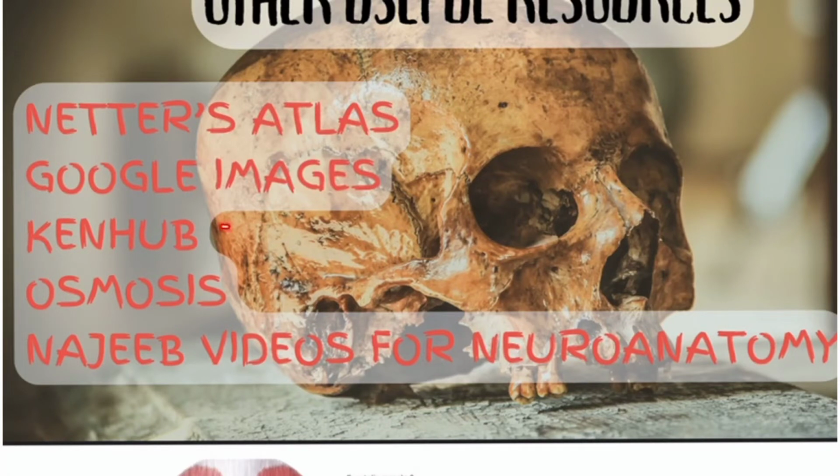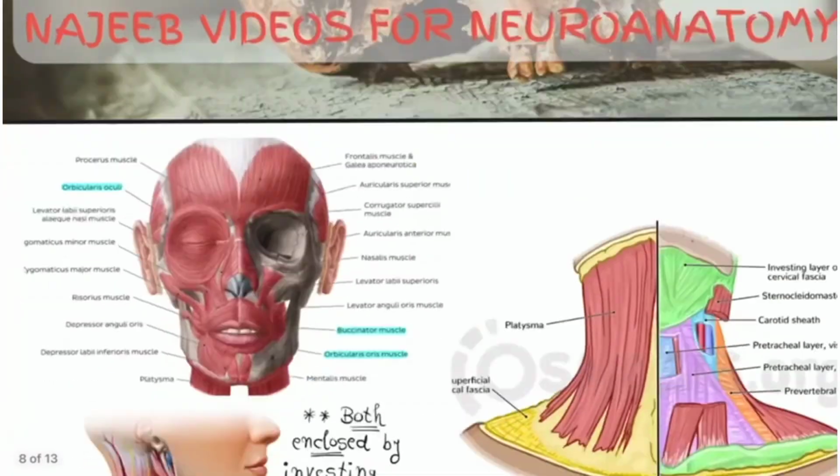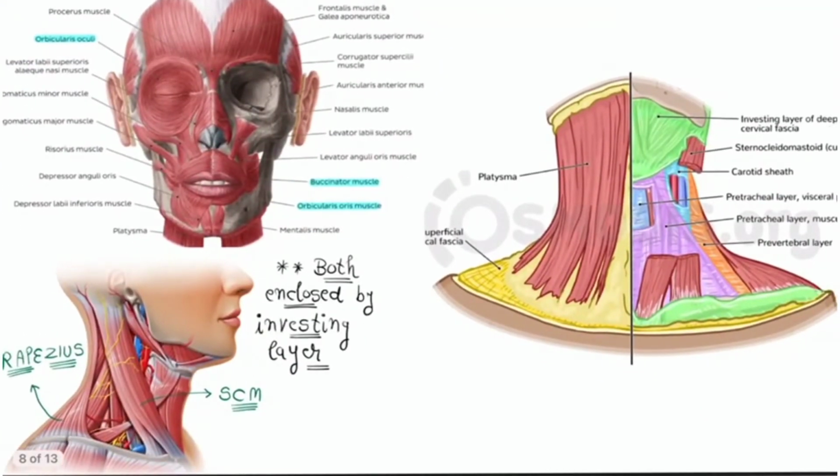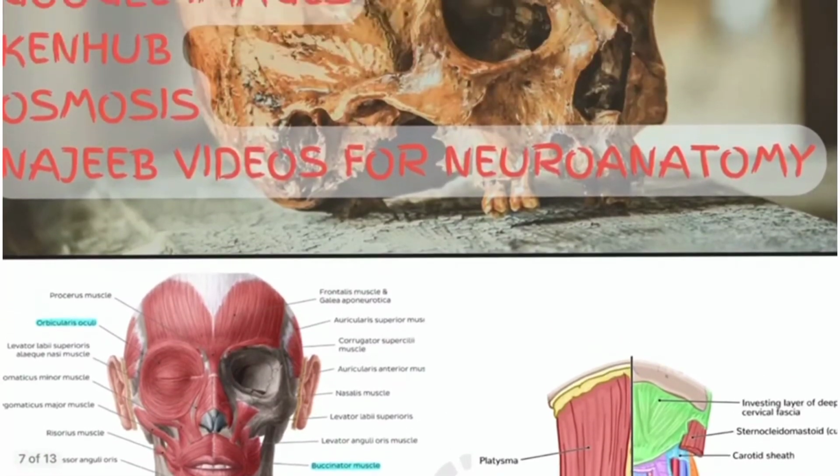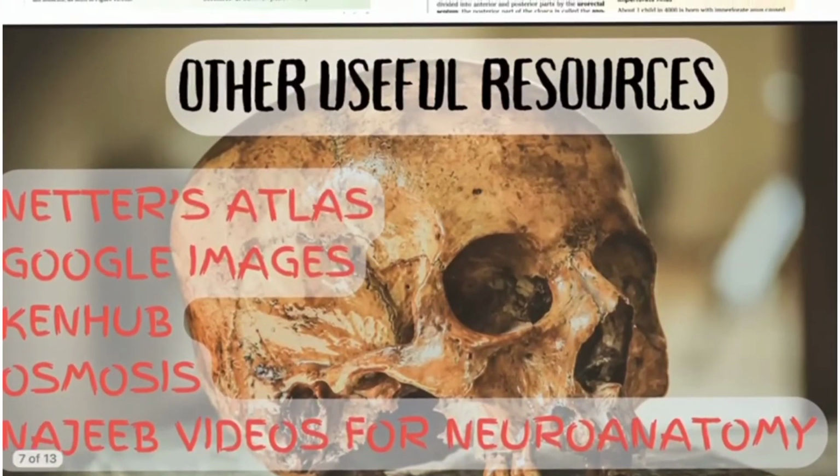Kenhub and Osmosis also have really good pictures. For example, the layers of the deep cervical fascia, I took this picture from Osmosis. It's a really good picture showing each and every layer clearly. And the muscles of the head and neck, I took this from Kenhub. So these are some really good resources for images.